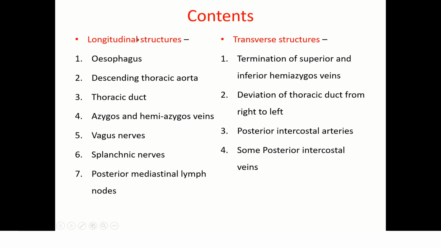So the contents: longitudinal structures which go vertically, and transverse structures which cross horizontally. The longitudinal structures are the esophagus, descending thoracic aorta, thoracic duct, azygos and hemiazygos veins, vagus nerves, splanchnic nerves, and posterior mediastinal lymph nodes. Transverse structures are the termination of the superior and inferior hemiazygos veins into the azygos vein, opposite T7, T8 or T8 and T9 thoracic vertebrae; the deviation of the thoracic duct from right to left, occurring opposite T5 thoracic vertebra; then posterior intercostal arteries and some posterior intercostal veins.